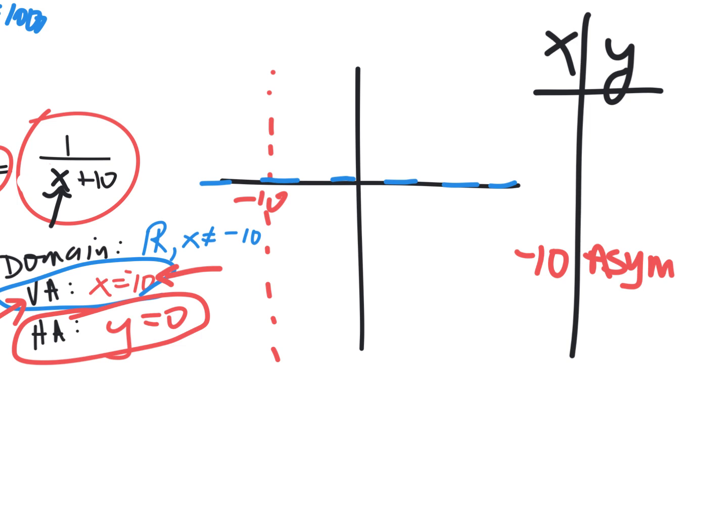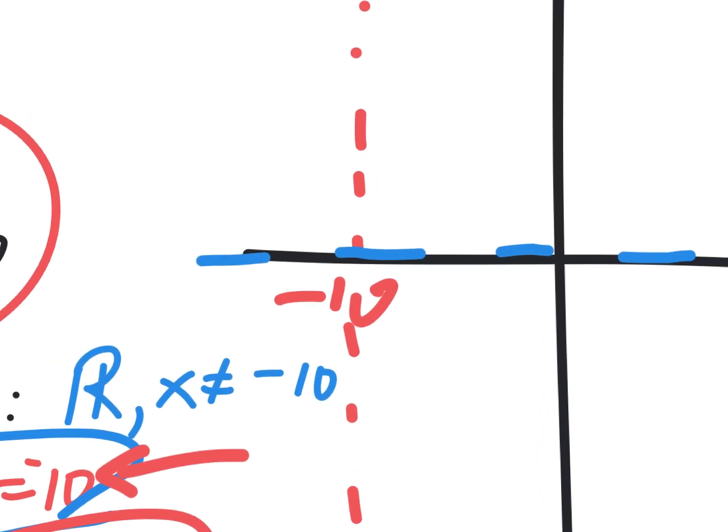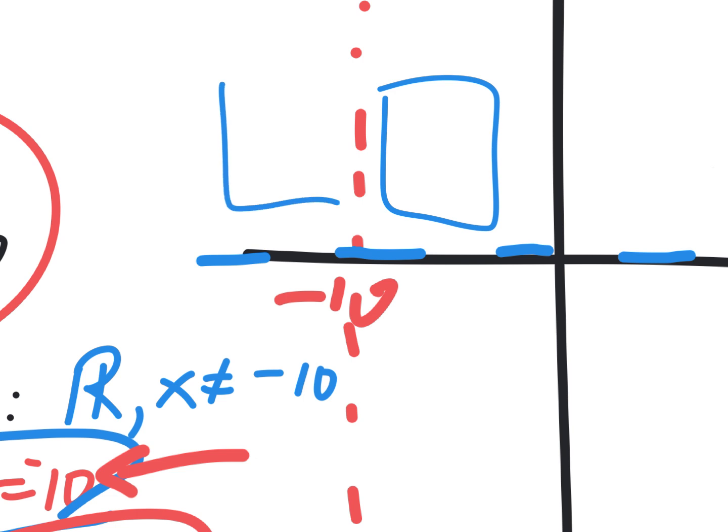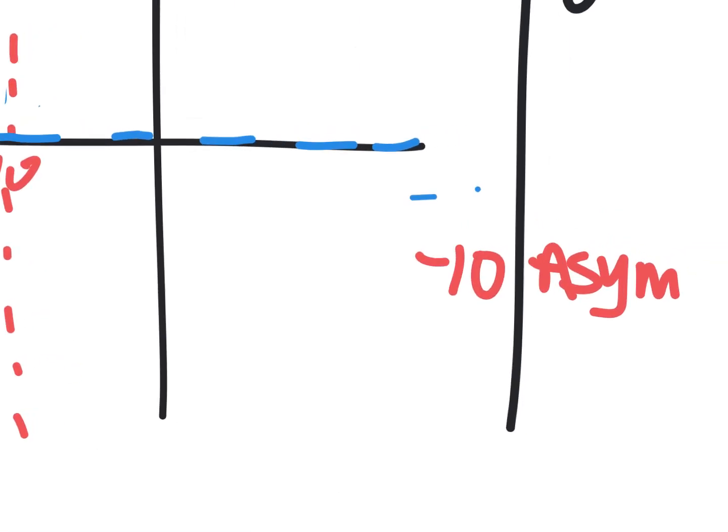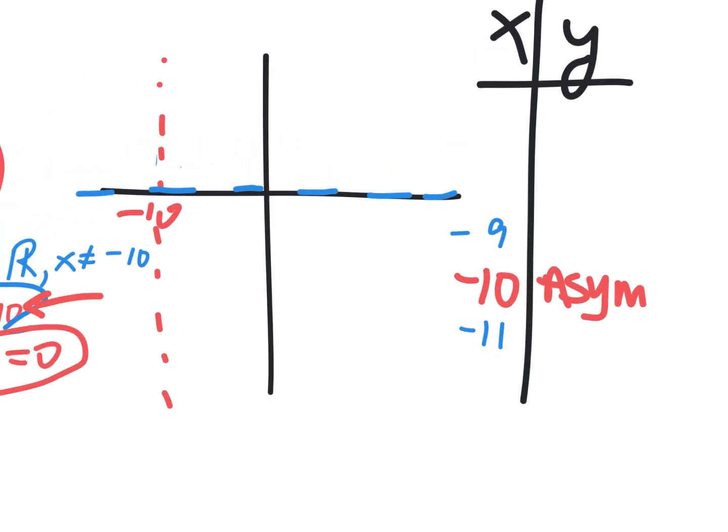Then you pick something on either side of the asymptote. See, here's my vertical asymptote, right? I need to figure out what's going on this side of it and on this side of it. So that's why we pick something on either side of -10. So like -9. And what's on the other side of -10? -11, good. So everybody put down -9 here and -11 there. And you can reverse them if you really want to, it doesn't matter. But you want something on either side of the asymptote.